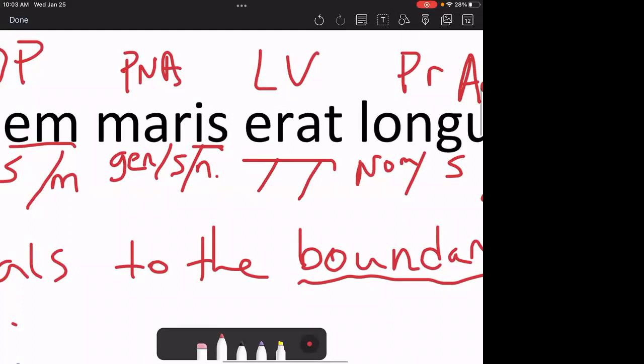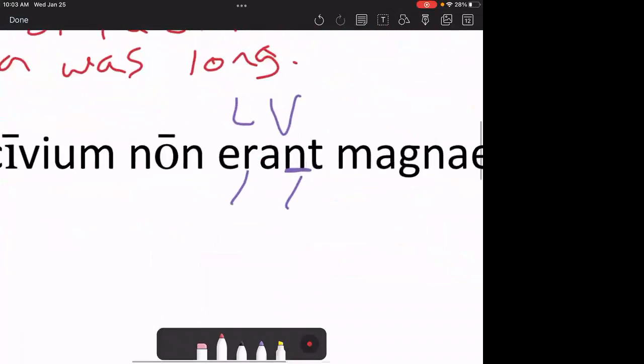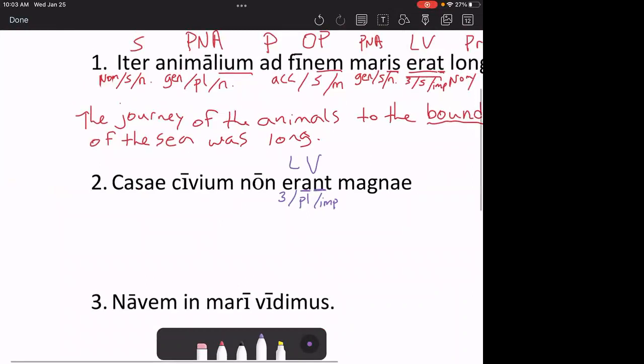Erat is third person, singular. What tense is eram, eras, erat? Was, so imperfect. Sorry about that. Okay, so let's parse errant right off the bat so I don't forget. Errant is third person, plural, and this one is also imperfect because we've got the ERA. Okay, so if it is third person plural, we are looking for a subject that is plural.